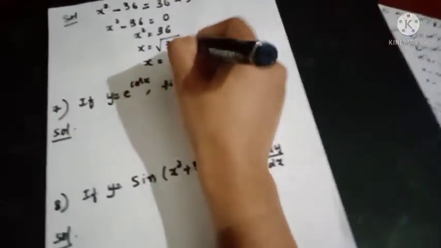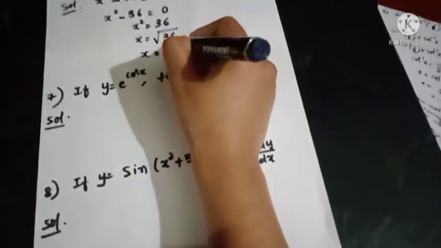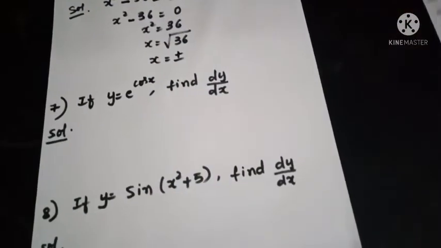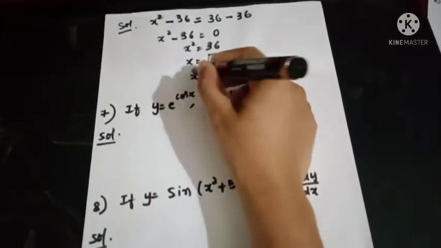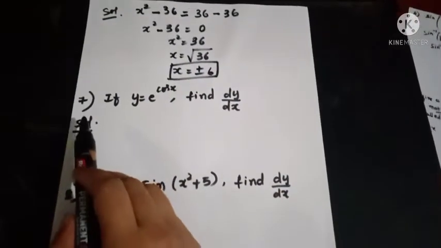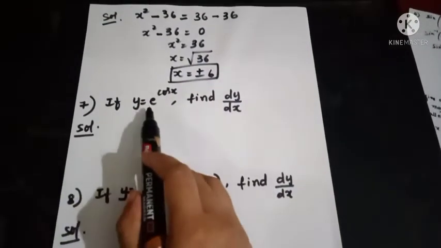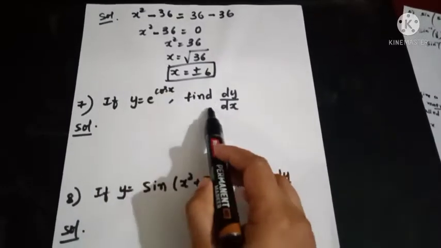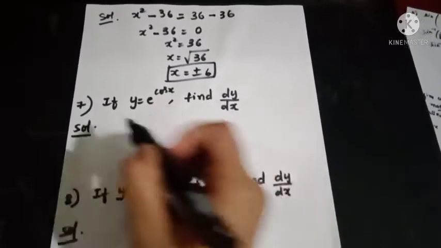X is plus or minus. So the value of x is plus or minus 6. So seventh question is if y is e to the power of cos x, find the derivative dy by dx.